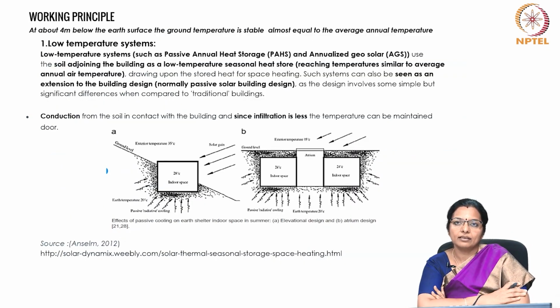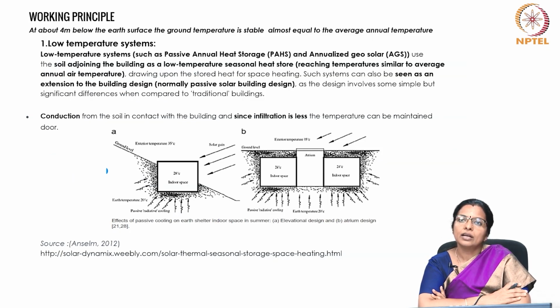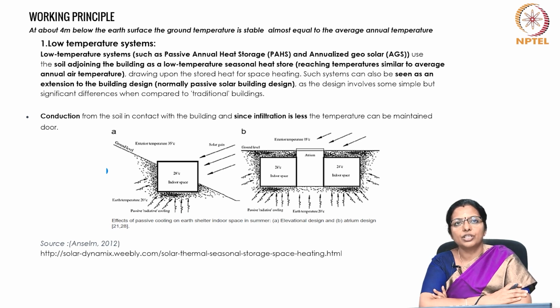Let us look at the working principle. At about 4 meters below the Earth's surface, the ground temperature is fairly stable throughout the year and it equals the annual average temperature of that place.